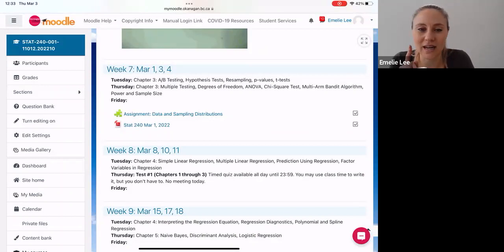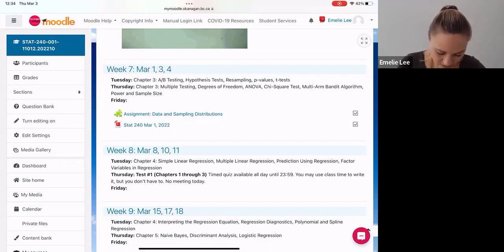I made it due the night before, the 9th, because then you're going to have your test 1 open on the 10th. So I'm just kind of forcing you to get it done before you write the test, because of course it's going to be practice for the test, okay? So I'll post one for chapter 3 as well. And notice how I've got the chapter 4 sections that we're going to work through on Tuesday, but test 1 is only on chapters 1 through 3. Okay? And so there's no meeting on that day.